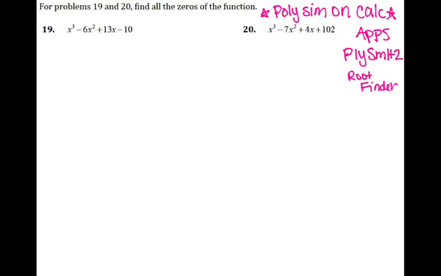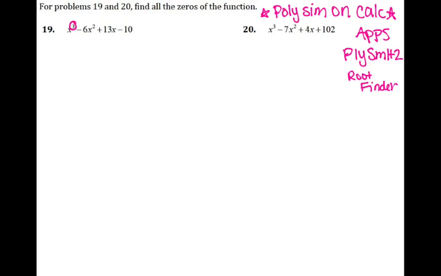It's going to ask for an order. Your order is your degree. If I look at number 19, my degree is 3, so I'm going to make my order 3. I'm going to make sure that a plus bi is highlighted. I usually put it as fractions, that's one of your options on the calculator. Everything else doesn't really matter. Then I'm going to hit next, which is right above graph.